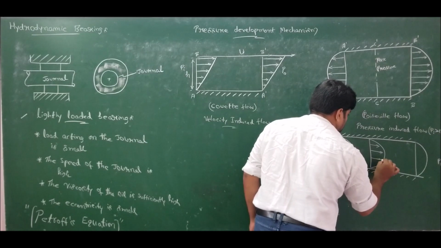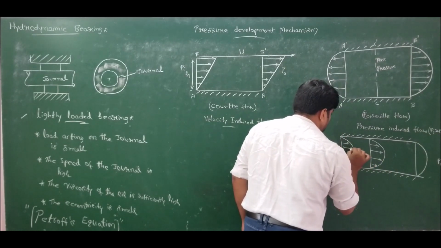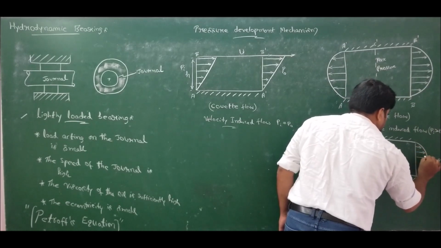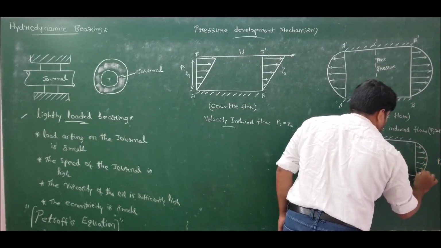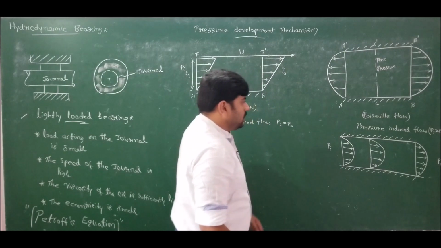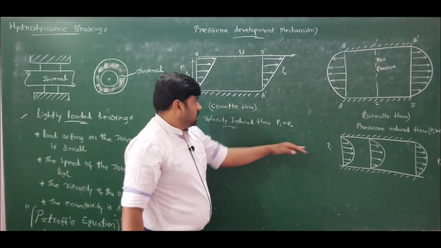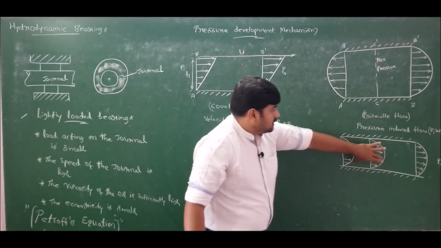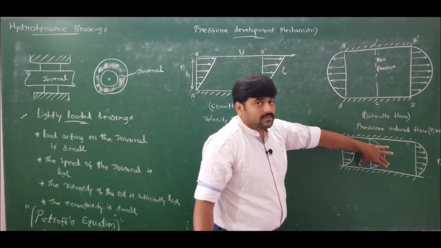Correct? Velocity profile will be parabolic and velocity will be maximum at the center. This you people already learnt in our UG course on fluid mechanics. This is Couette flow or velocity induced flow. This is pressure induced flow or Poiseuille flow.